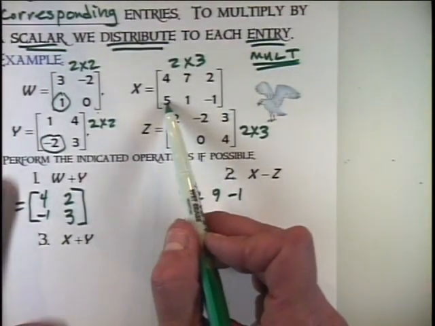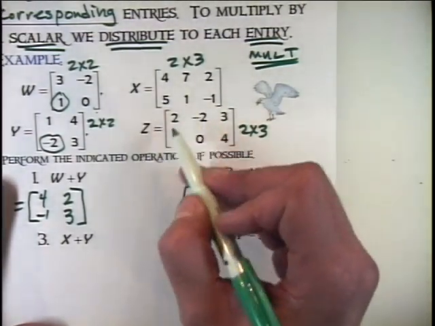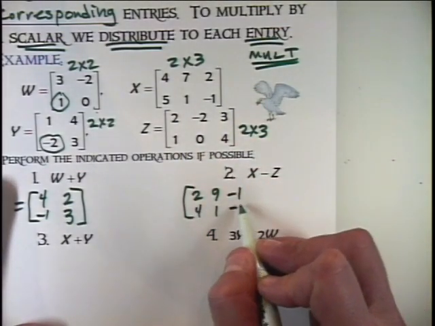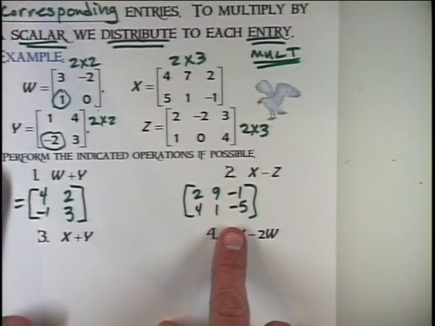Now let's do the bottom. I'll do 5 minus 1, X minus Z. That's going to be 4. 1 minus 0 is 1. And negative 1 minus 4 is going to be negative 5. And so we have this as a resultant matrix.